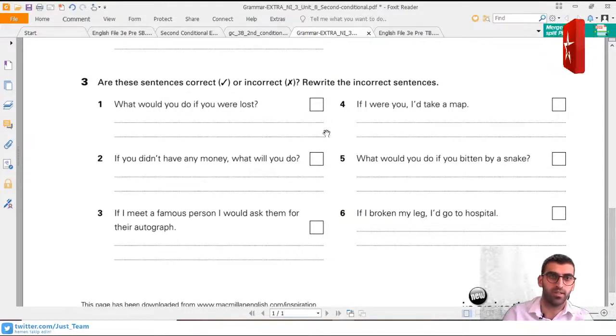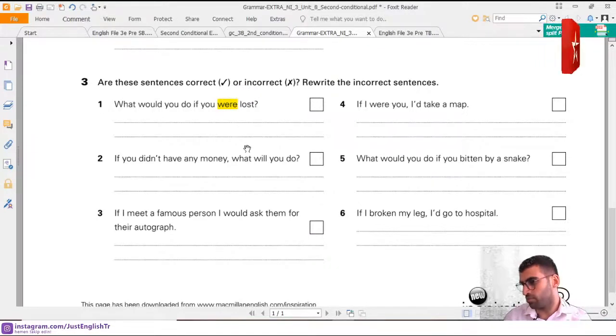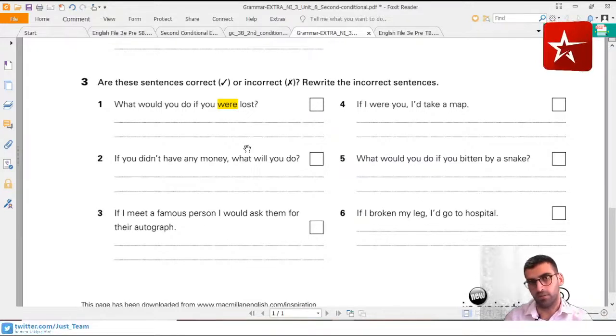All right. If yes, were here is more, so we shouldn't use more. So, what would you do if you lost? If you lost, if you were lost. All right. That's the correct answer. And number 2, if you didn't have any money, what will you do?